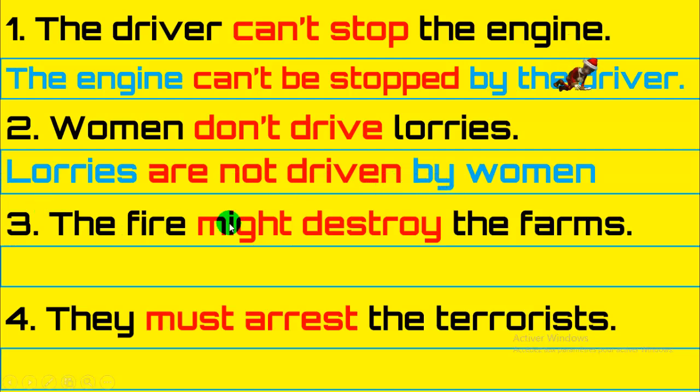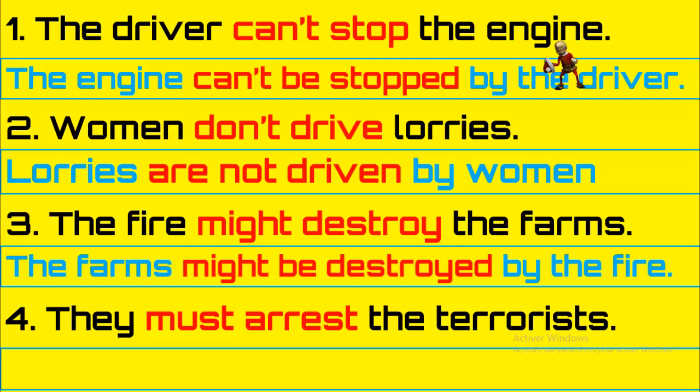The fire might destroy the farms. The fire could destroy the fields. The farms might be destroyed by the fire. So, might destroy becomes might be. The farms might be destroyed by the fire, with the past participle.